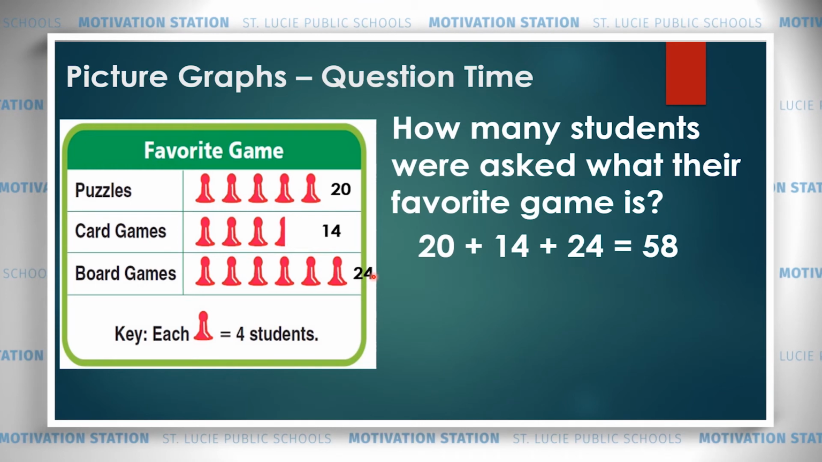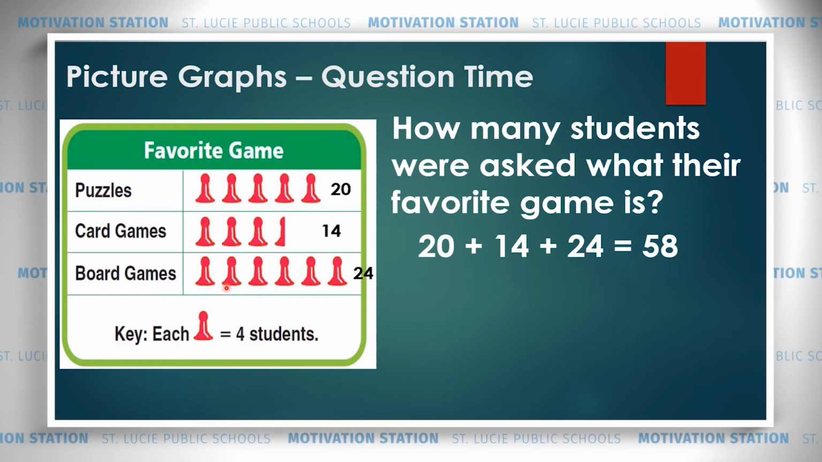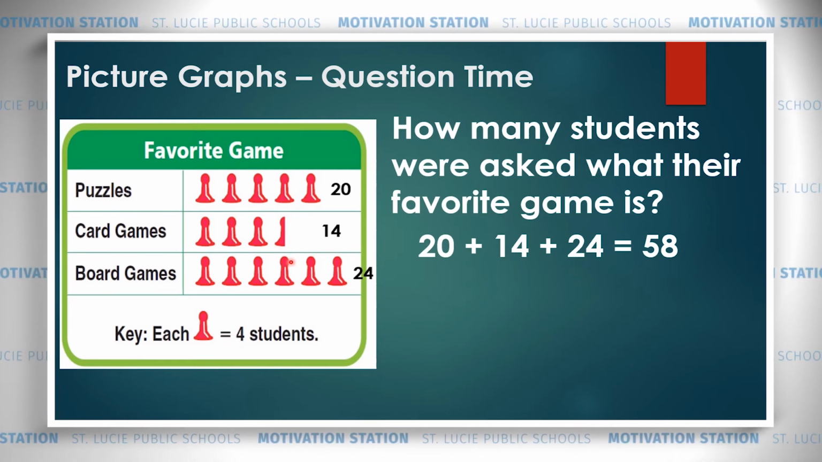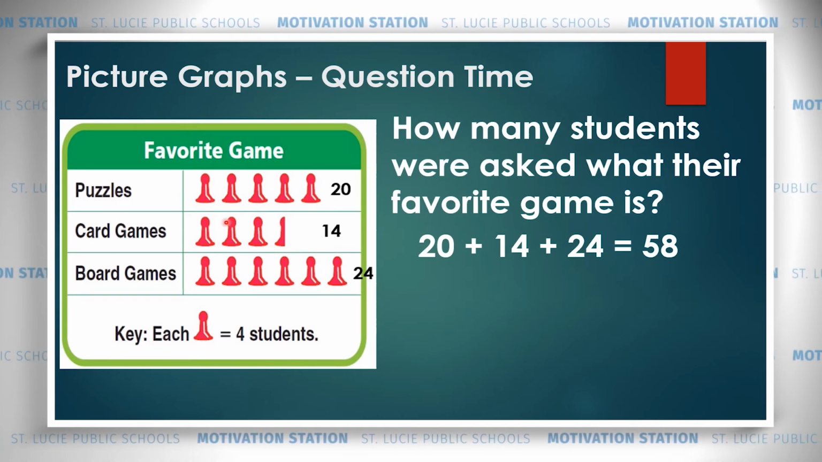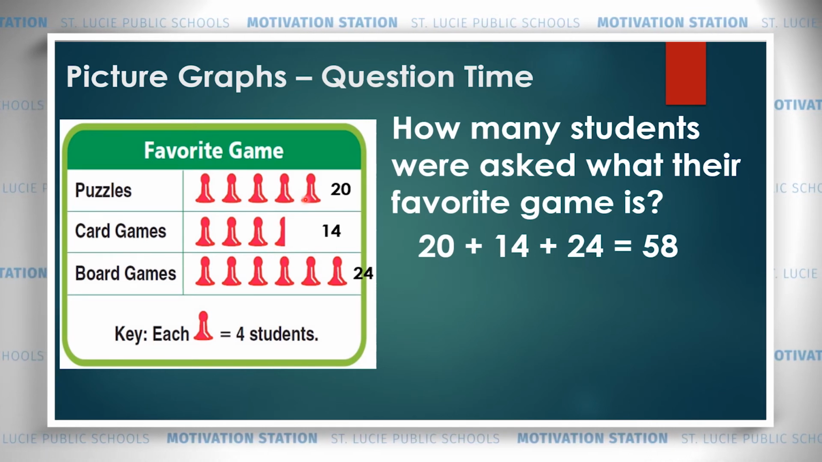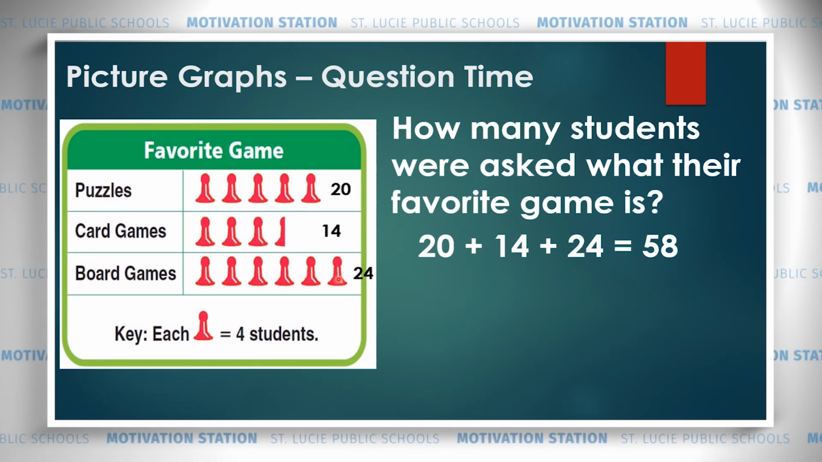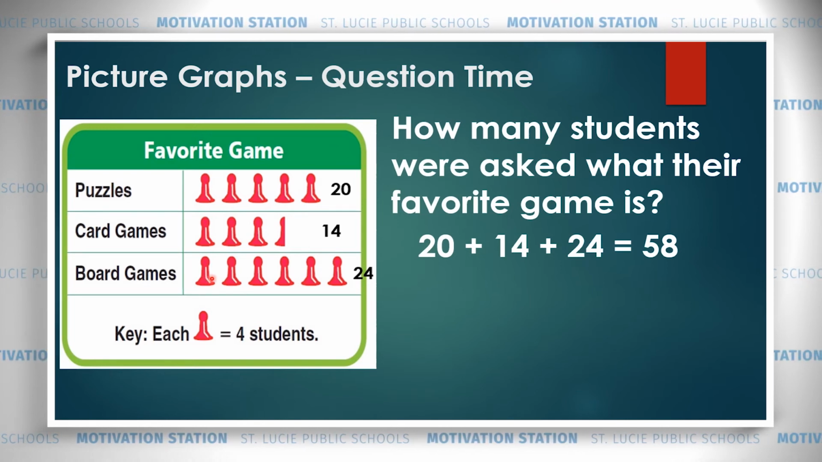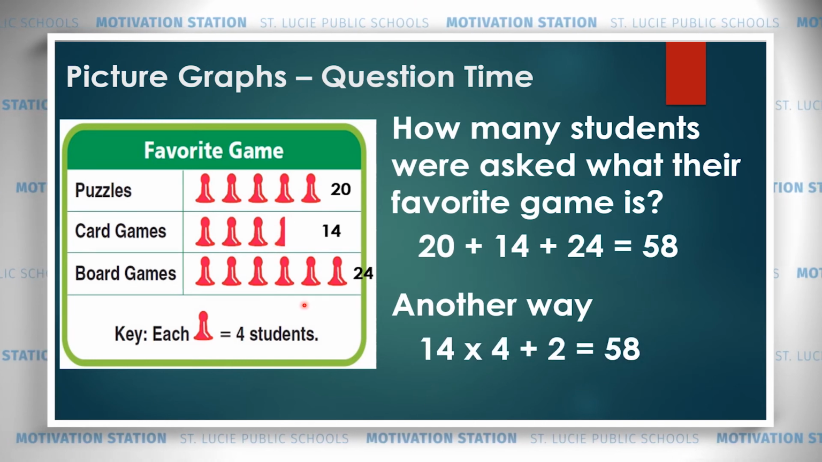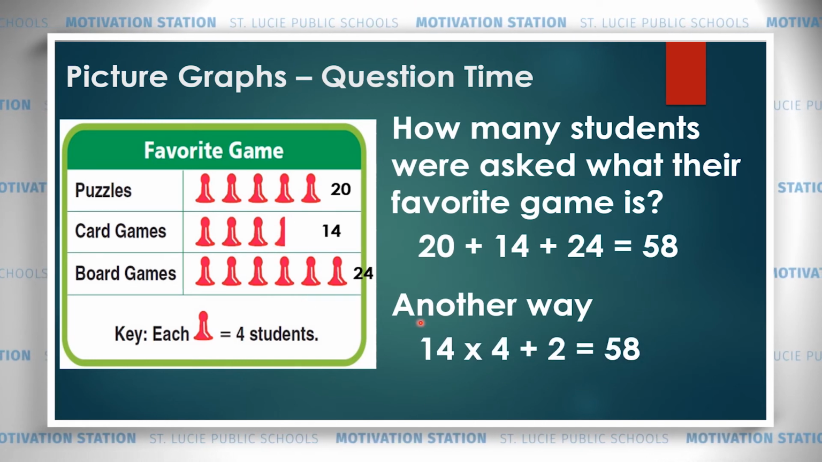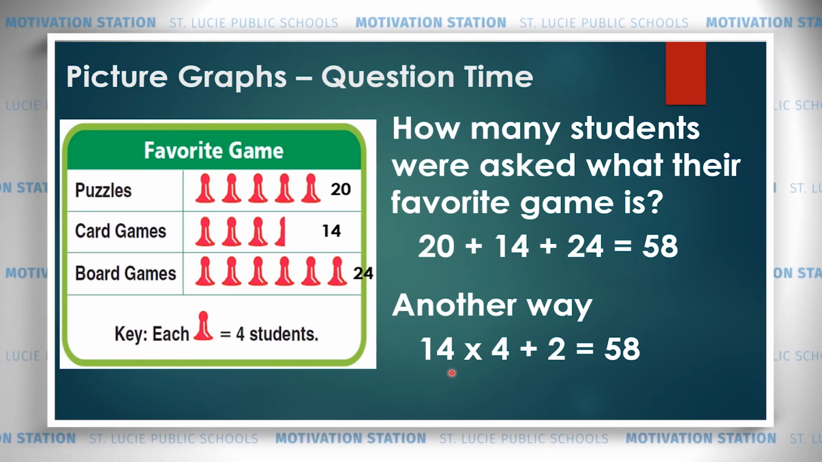We could count how many game pieces are on the board, whole game pieces, and multiply that by 4, and then add the 2 extra ones left over. So there are 1, 2, 3, 4, 5, 6, 7, 8, 9, 10, 11, 12, 13, 14 whole pieces. 14 times 4 plus 2 more would be 58. And if you struggle doing 14 times 4, you could always use your distributive property of multiplication to get your answer.